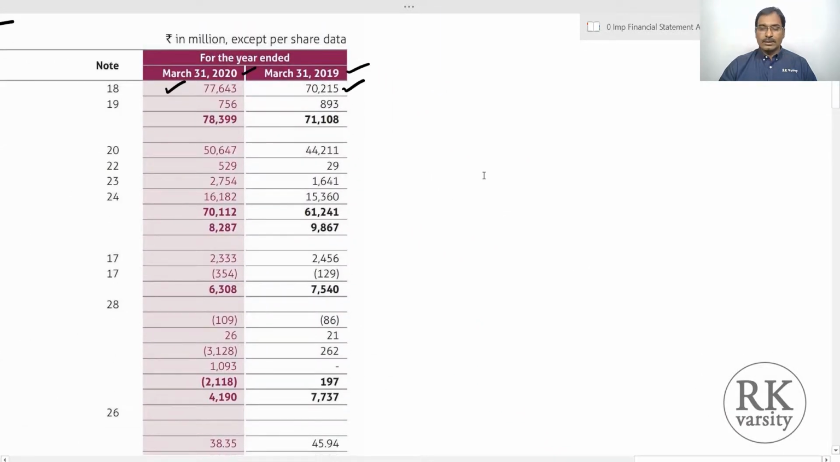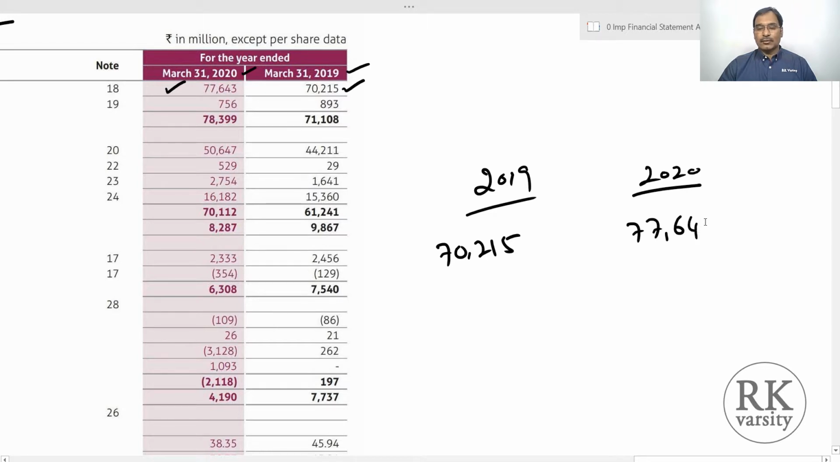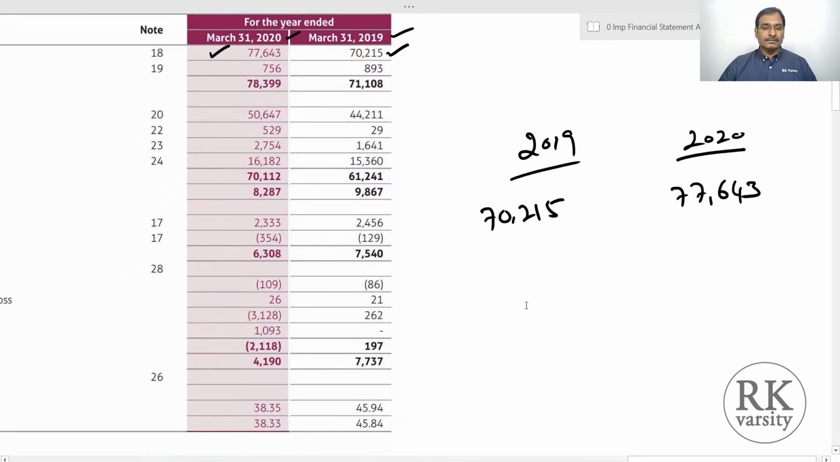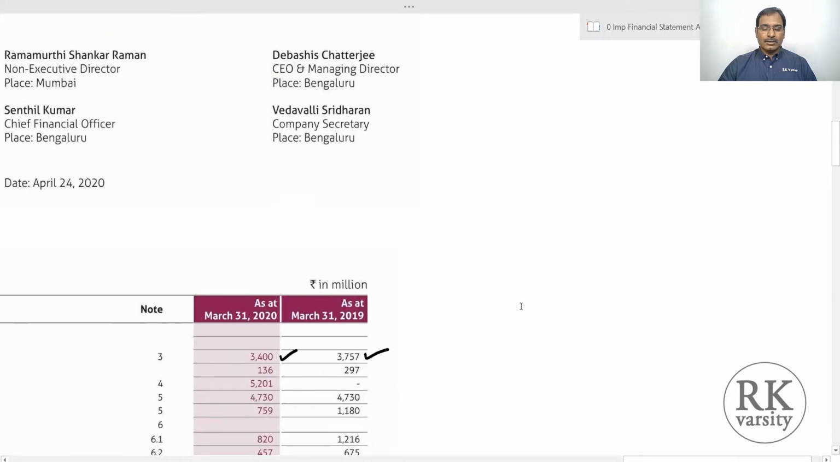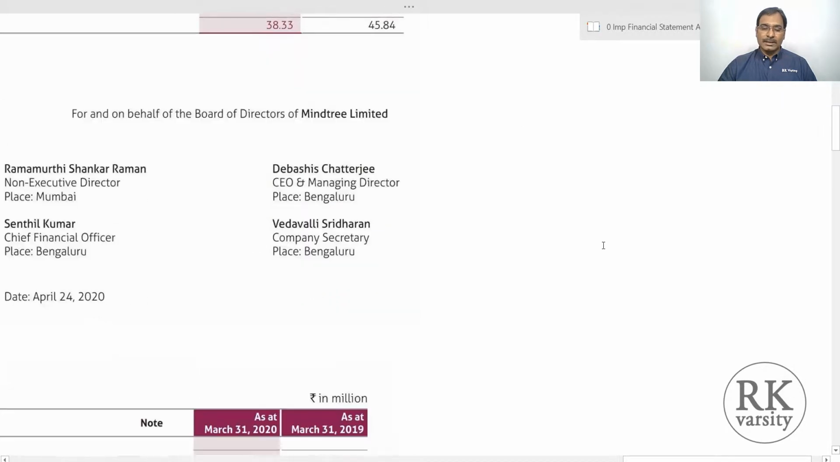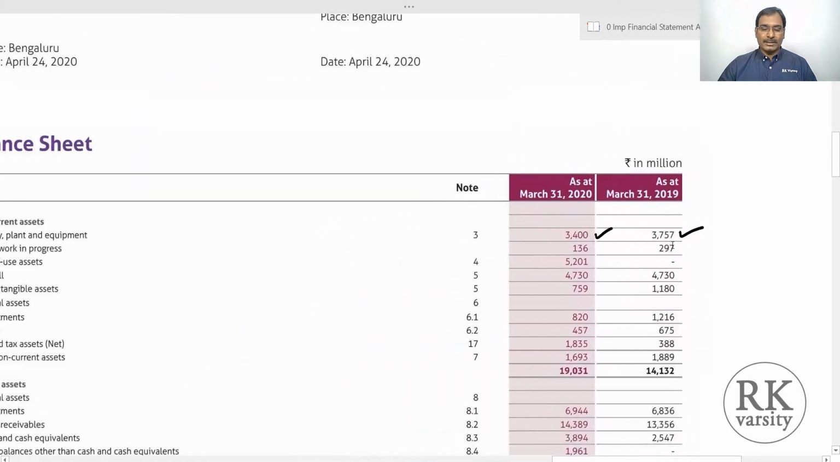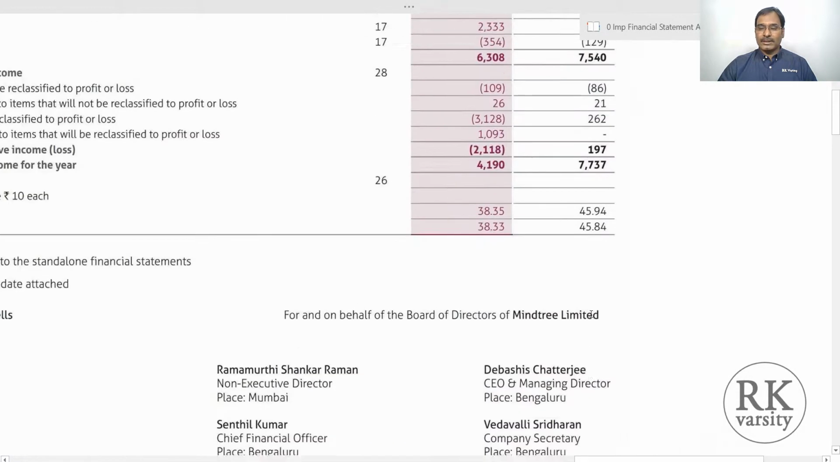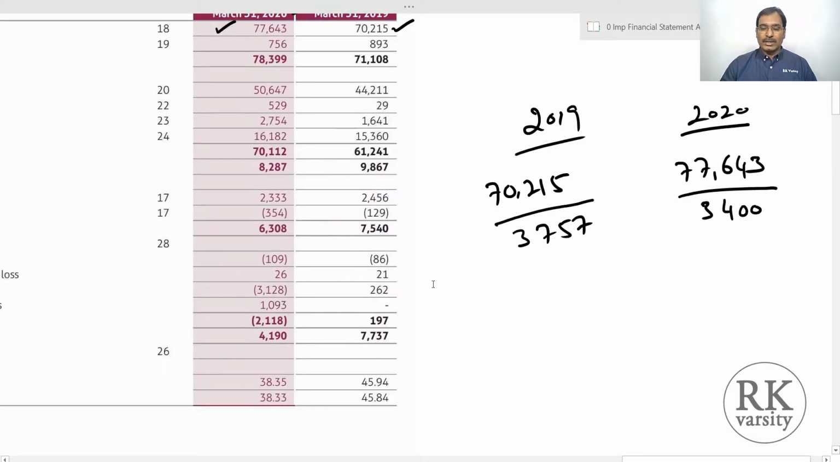So for 2019 and 2020, your revenue from operations is 70,215 million, and here 77,643 million. Then 3,757 is the property, plant and equipment here. And in 2020, the property, plant and equipment is, you can see here, 3,400 million. Now using this, we'll calculate the fixed asset turnover ratio.